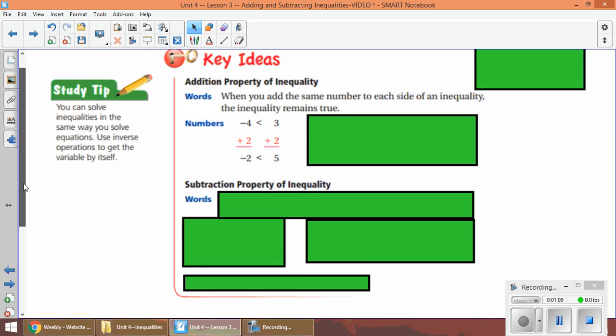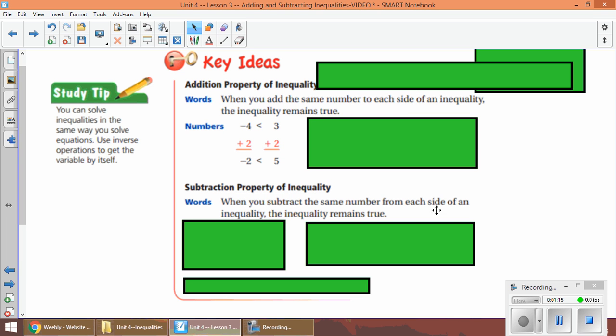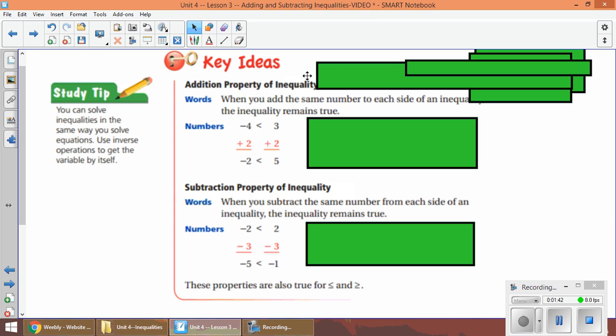In subtraction, the same thing is true. When you subtract the same number from each side of an inequality, the inequality remains true. So what does that mean? If we start with -2 is less than 2, if I subtract 3 from both sides, -2 minus 3 is -5, and 2 minus 3 is -1. -5 is still smaller than -1. Okay, and these two properties, the addition property of inequality and the subtraction property of inequality, are also true for less than or equal to or greater than or equal to.